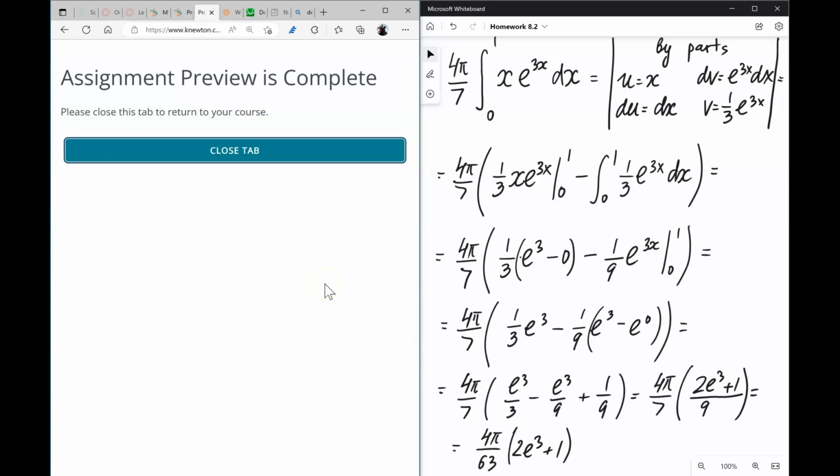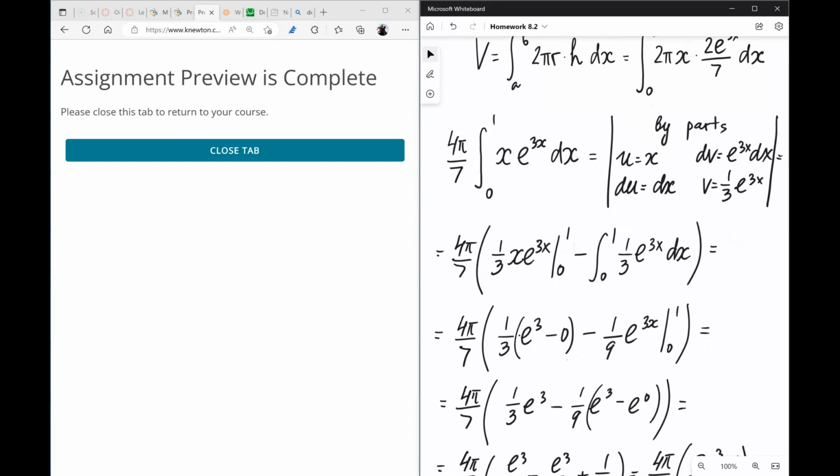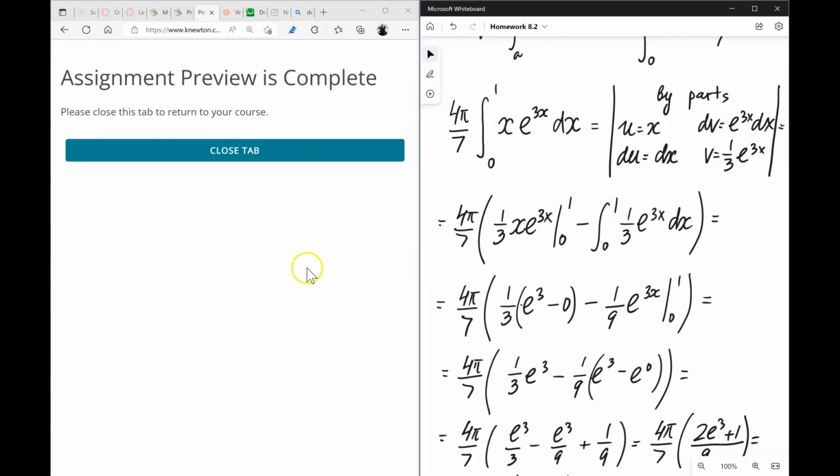And we finished it. So if you have any questions about doing integration by parts with definite integrals, please feel free to reach out.